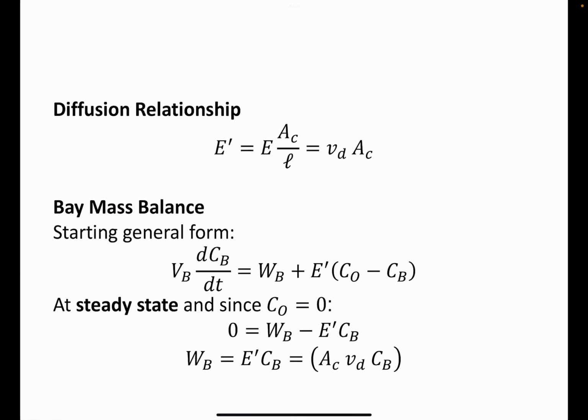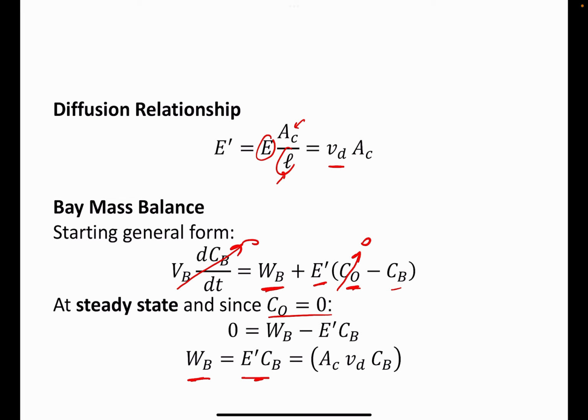Okay, let's look at the diffusion relationship. Remember, E prime is equal to E, the area of mixing, over the length of that mixing area. And E over L is V_D times the area of mixing. If you want to do the bay mass balance, volume times dC_B over dt is equal to the loading of the bay plus E prime times (C_ocean minus C_B). We said that the ocean is really huge and will be a sink, so C_ocean is equal to 0, and then, of course, at steady state, this is going to be equal to 0. So the loading of the bay is equal to E prime times C_B.